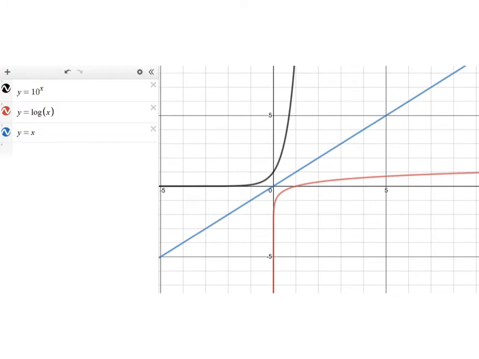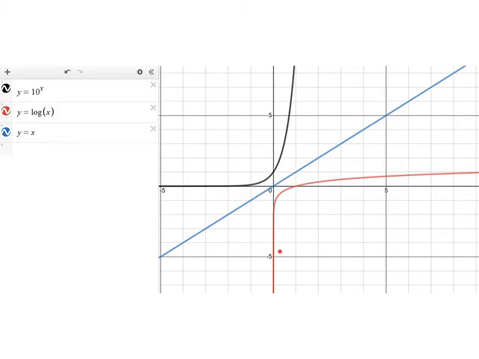So what I did on this slide is I graphed here the 10 raised to the x power. It's an exponential function. Here's log base 10. And then here's the graph of the line y equals x. I'm hoping what you're seeing is that they are inverse operations. So if this is x equals 0, 1, this is 1, 0.